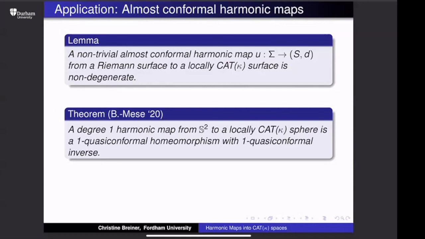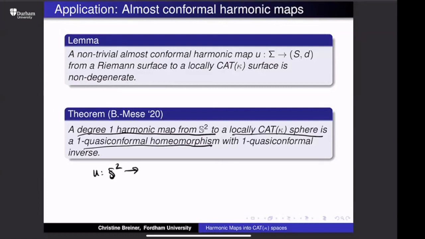And so, if we knew we had a degree 1 harmonic map from the 2-sphere to a locally cat-kappa sphere, then we could show we had one quasi-conformal homeomorphism with one quasi-conformal inverse. So that's the first theorem, that if we knew we had a degree 1 map, then we could get our result. Let me point out how that works.